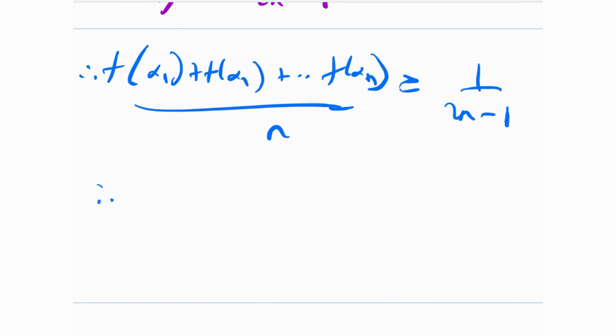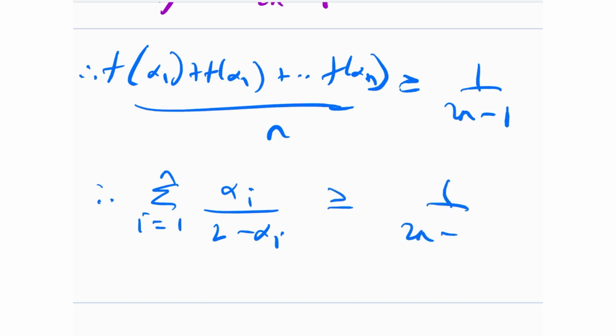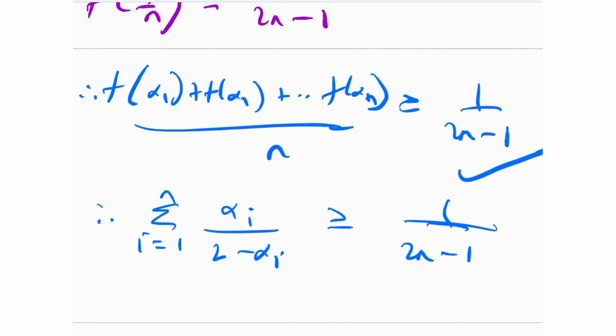So therefore, what was this? Just replacing these f of alpha i's, you will get the summation from i equal to 1 to n of alpha i divided by 2 minus alpha i is greater than or equal to 1 by 2n minus 1. So I'm just going in reverse order now that we've proven this, replacing the function back with what it was in the original, because now this is something that we have proven.